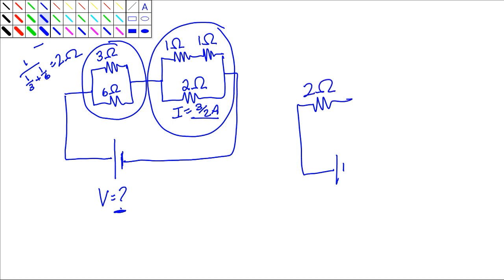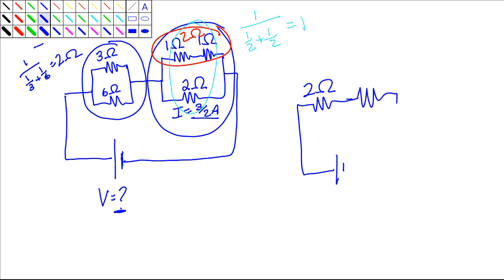I can combine these two resistors, 1 plus 1, and that gives me 2 ohms. And then combining it with this 2 ohm and this 2 ohm resistor will give me 1 over 2 plus 1 over 2. And that's equal to 1 ohm. All right, so that gives me this 2 ohm resistor in series with a 1 ohm resistor.